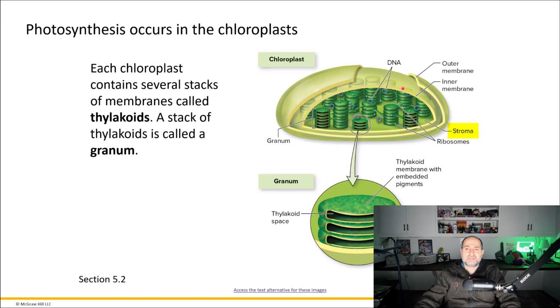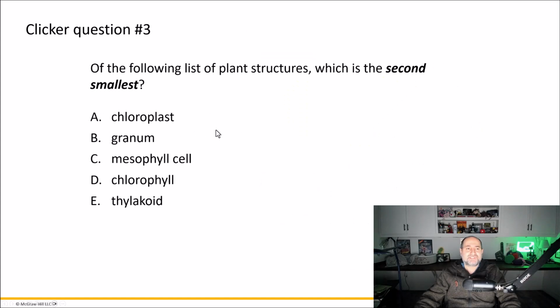And on top of that, there's an inner and an outer membrane as well. Remember, that leads us to clicker question number 3. Do you remember clicker question number 3? Of the following list of plant structures, which is the second smallest?